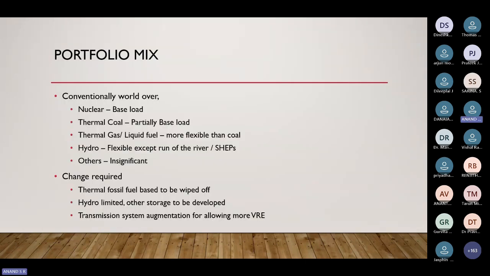So how to schedule energy? How to plan the operation of the power system in the present situation, and what are the possibilities that we have? Conventionally, the world over, nuclear is run as a baseload station, for the reason I have already mentioned. Coal is also partially run as base load.